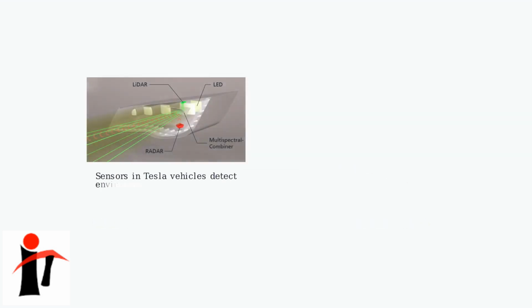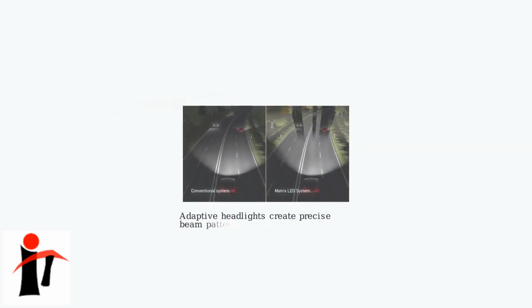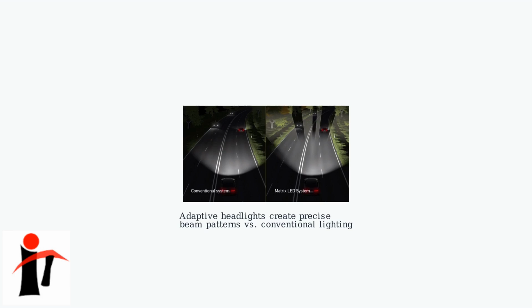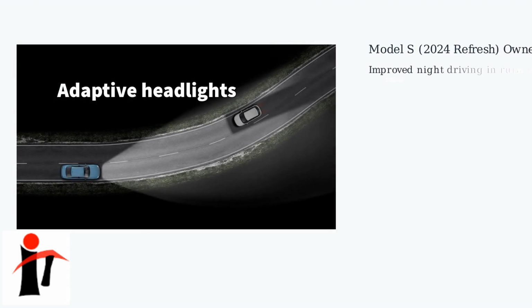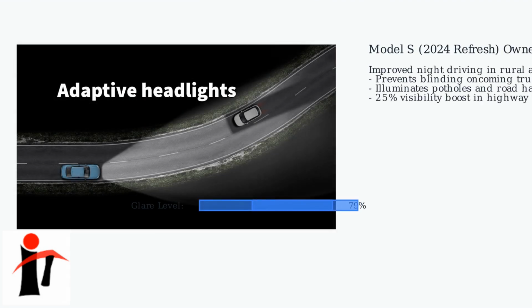These sensors, including radar and LiDAR systems, work together to provide comprehensive environmental awareness, similar to advanced sensing in autonomous vehicles. The result is precise beam control that illuminates the road effectively while protecting other drivers from glare, providing safer nighttime driving conditions. Tesla Model S owners with the 2024 refresh consistently report enhanced night driving experiences in rural areas.